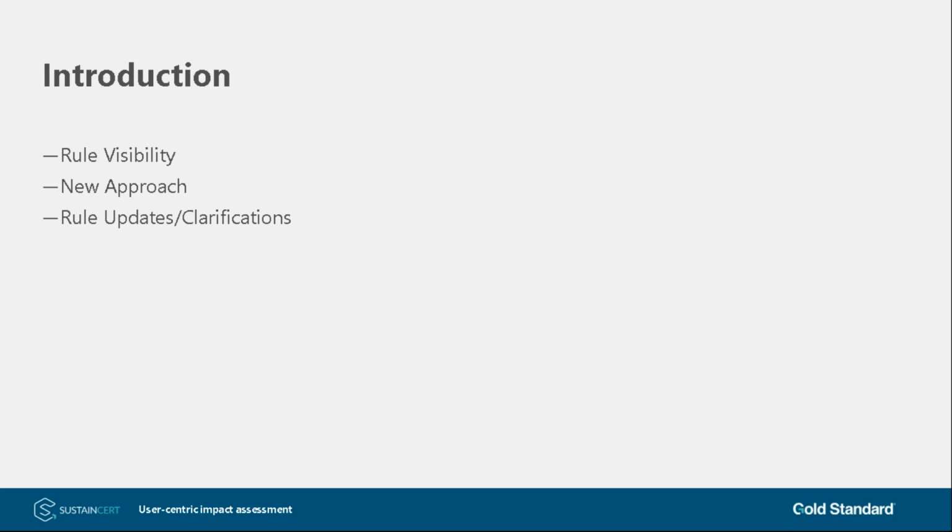So the format for today: first of all, I will talk about improved rule visibility. There's a couple of tools that we would like everyone to make use of, so I'll just touch on them briefly. Then talk about a new approach that we are taking towards certification. And then finally go through the rule updates and clarifications that were issued very recently in May. And also, as I mentioned, touch on the previous ones that we didn't manage to cover last quarter.